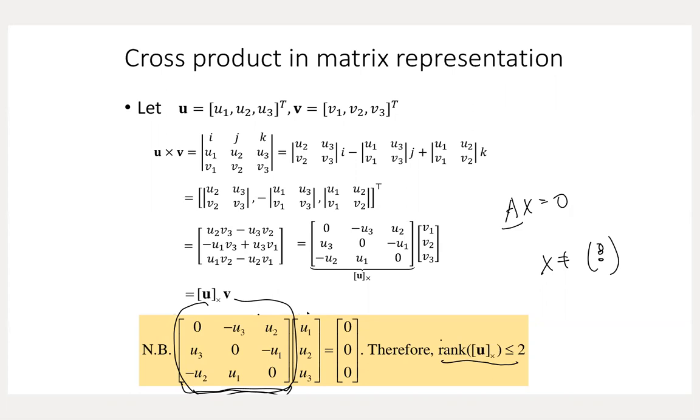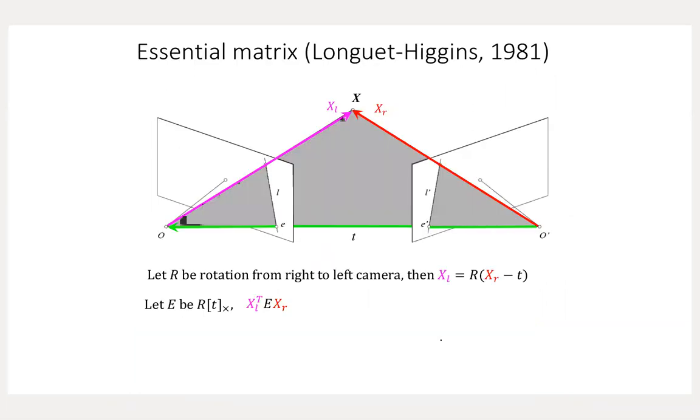But anyway, we have defined this cross matrix here. We just mentioned that we want to derive some E such that XL transpose times E times XL should be equal to 0. And what we're going to claim is that this E is simply equal to R times this T cross matrix.